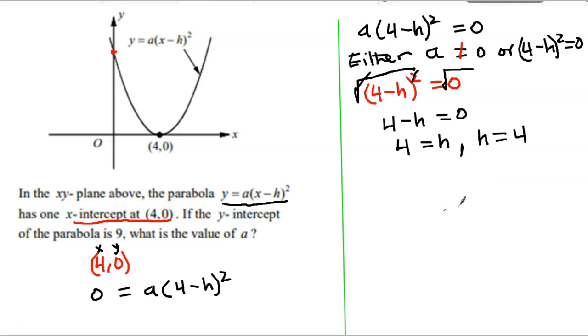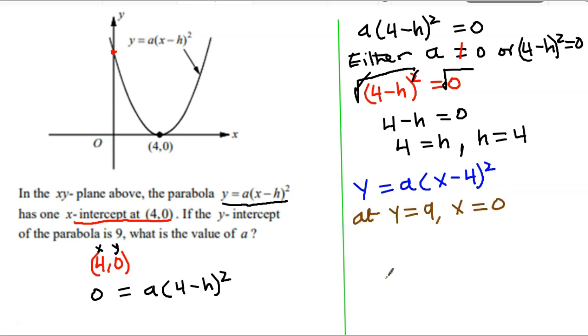We are going to plug it into the equation and see the next step. So we get a times (x minus 4) all squared. They told us that the graph also passes through the y-axis at y equals 9. At the y-axis, x equals 0. So now we plug this into our equation to help us find a. We get 9 equals a times (0 minus 4) all squared.